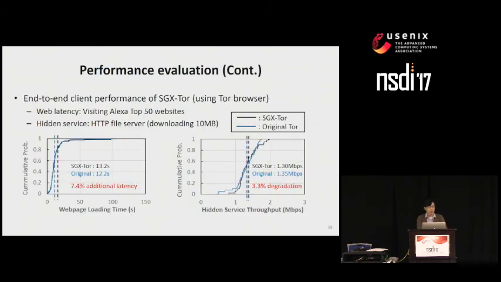We also evaluate the end-to-end client performance of SGX-Tor. For this, we measure the web page loading time while visiting the Alexa top 50 websites in the same evaluation environment. We also launch a hidden service, which is a simple HTTP file server, and measure the throughput. As the figure shows, SGX-Tor has an acceptable performance overhead for both web page loading time and the hidden service performance.